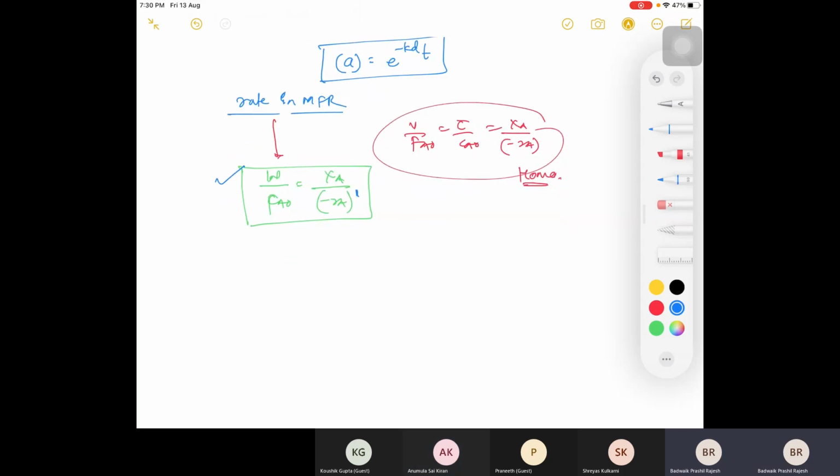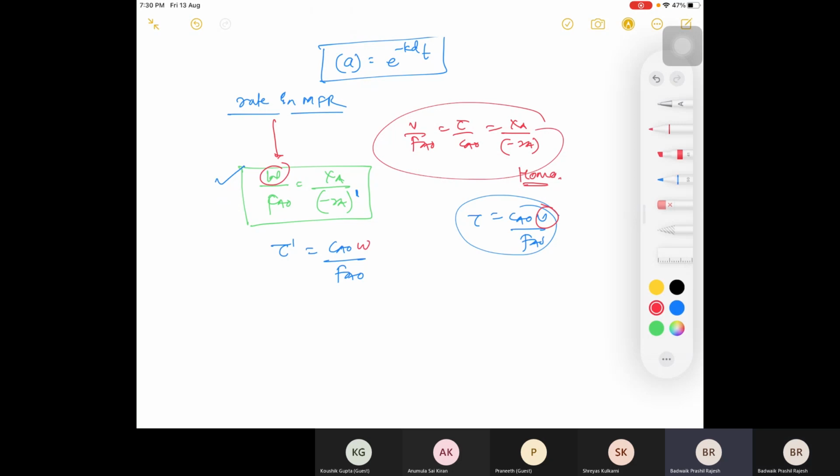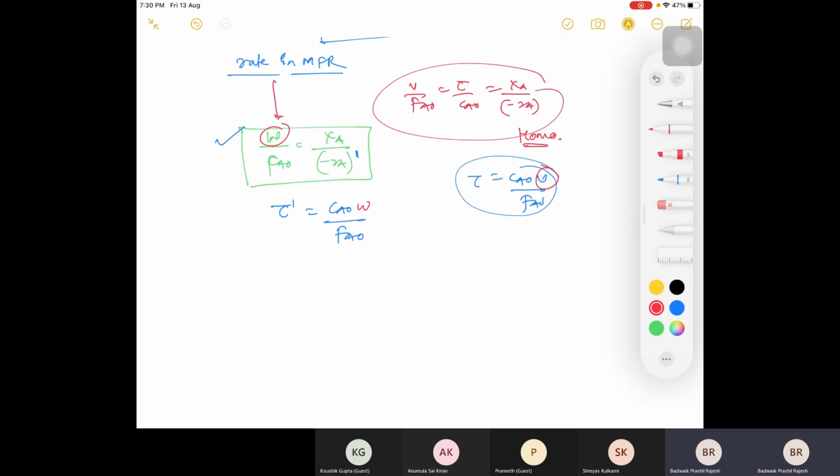Now the same thing, I'll convert this formula in terms of tau. Tau is equal to Ca naught V divided by Fa naught in this case. What will be my tau dash? Tau dash is equal to Ca naught divided by Fa naught, and instead of volume I'll have W, right? Your equation will be Xa, then W. Is it W? Yes, yes.